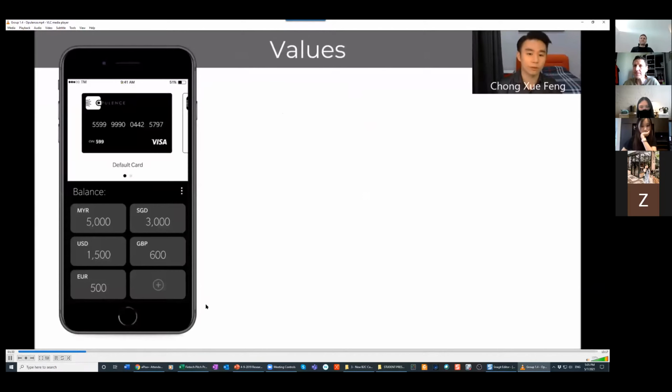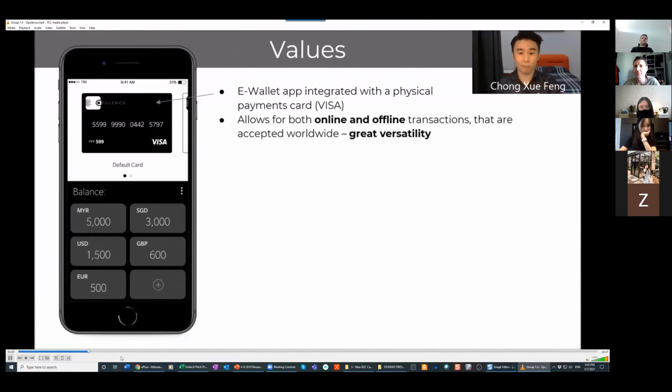And so our basic model is based on the company we interviewed, BigPay. We will have an e-wallet app that's integrated with a physical payments card. And in our case, this is Visa. This allows for both online and offline transactions that are accepted worldwide.